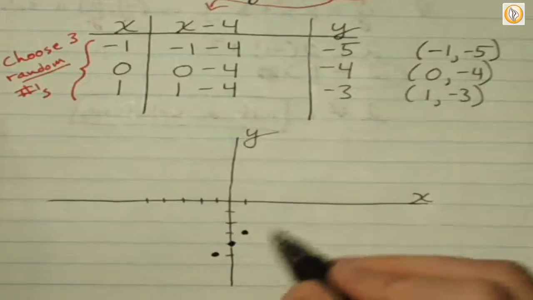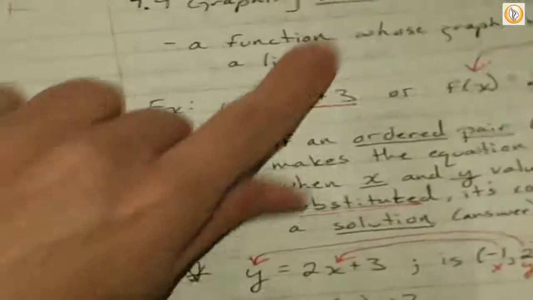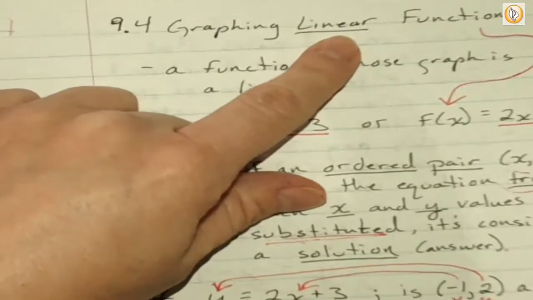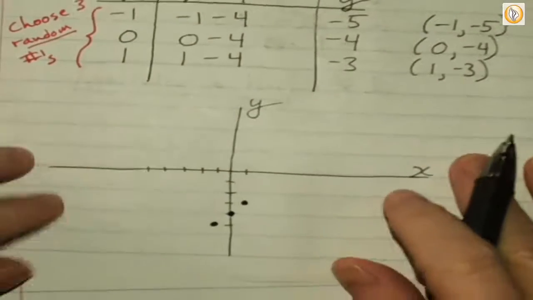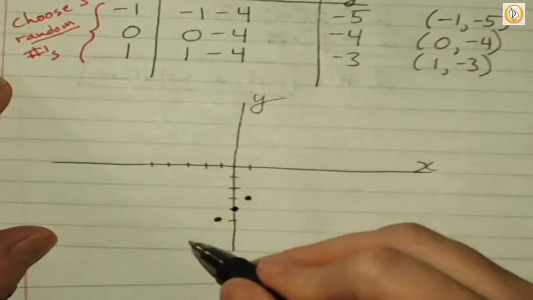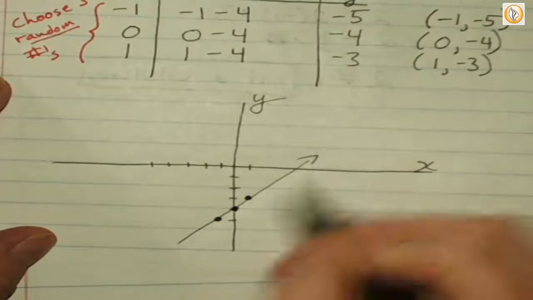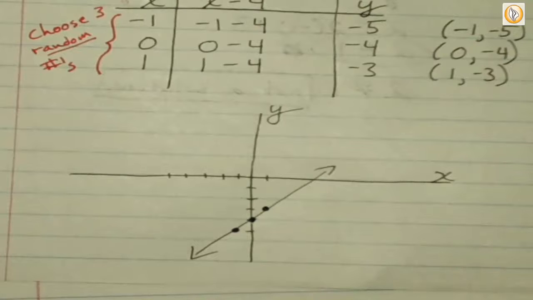And there's my dots. Keep in mind, real quickly, we're doing linear functions, so it needs to look like a line. So here I have my line. I have my dots, and they are in a line. I connect them, and there's my graph. Tell me that's not bad.